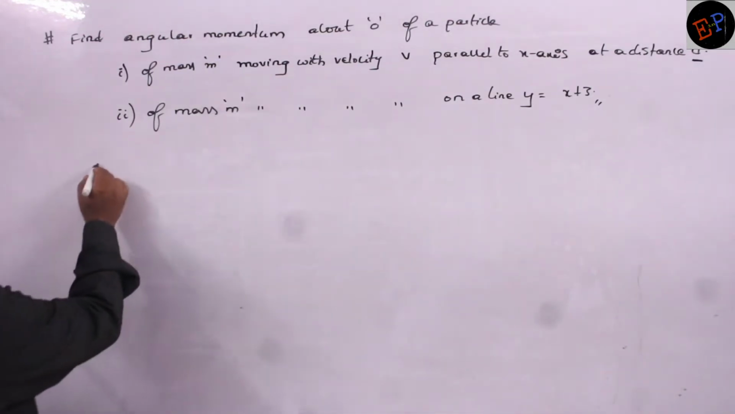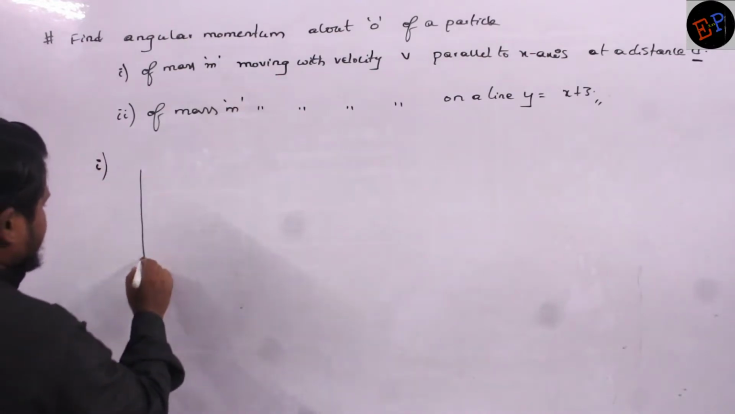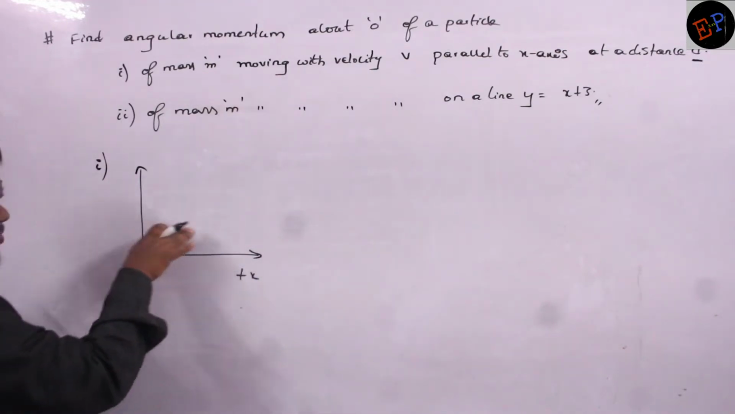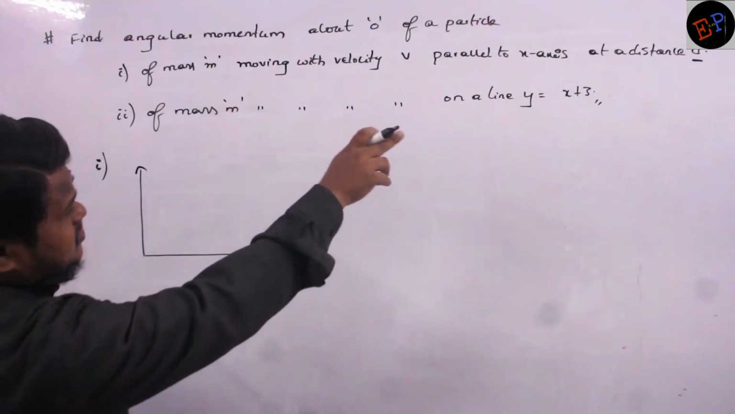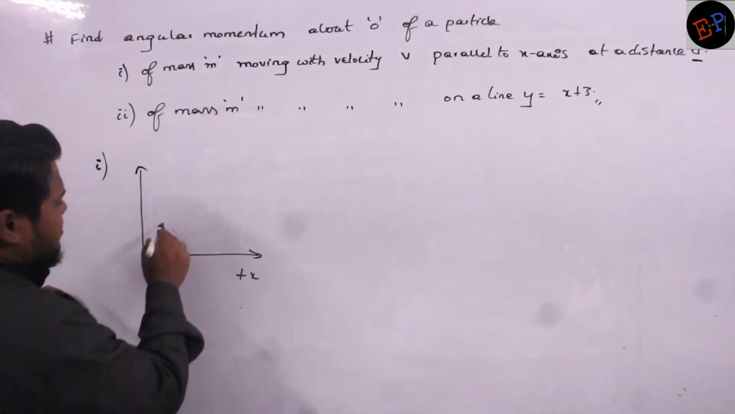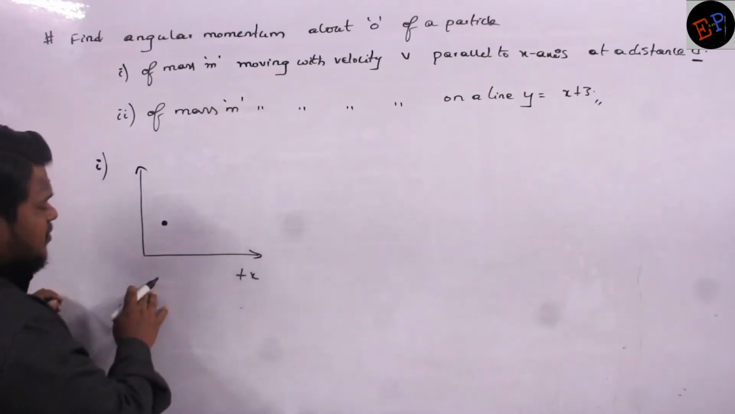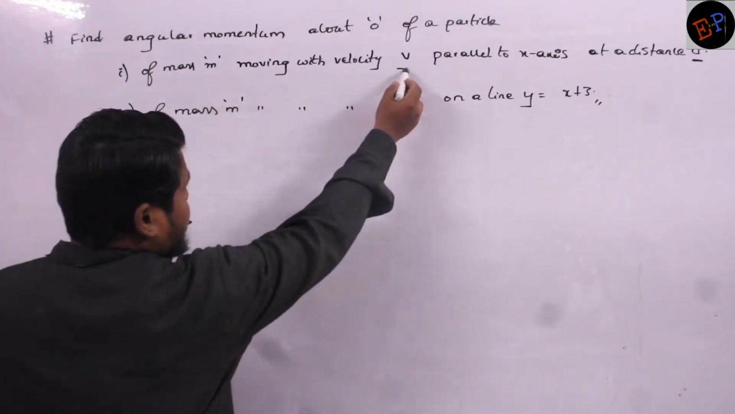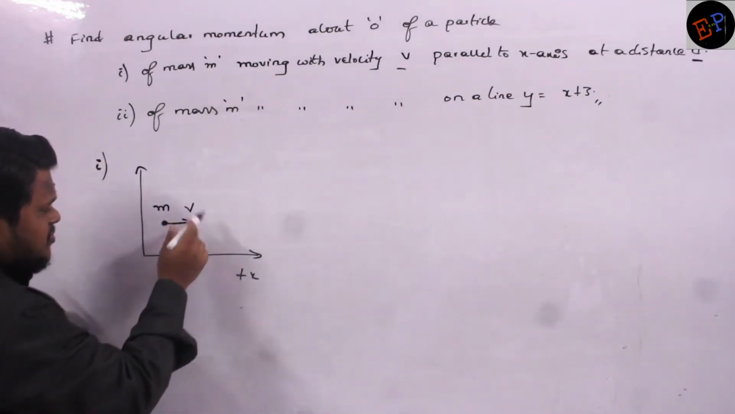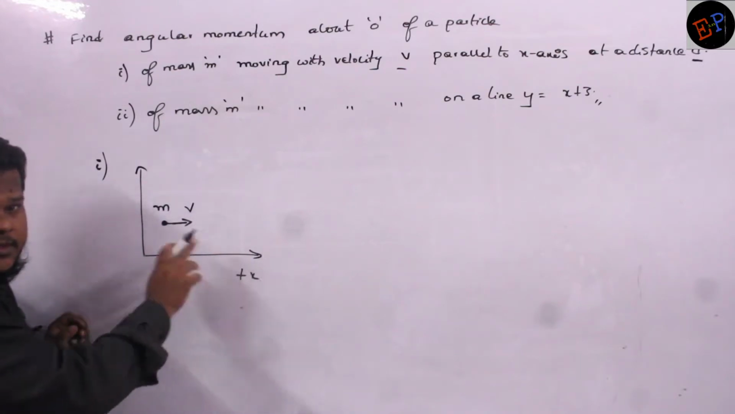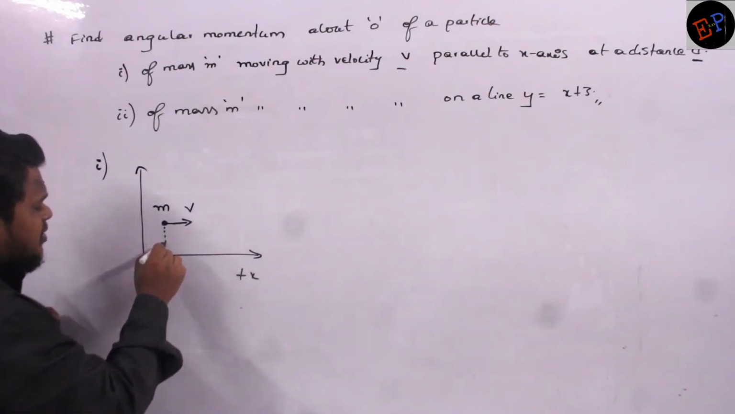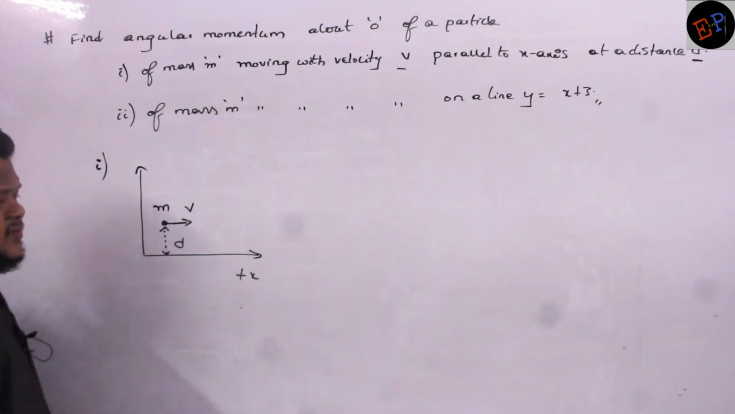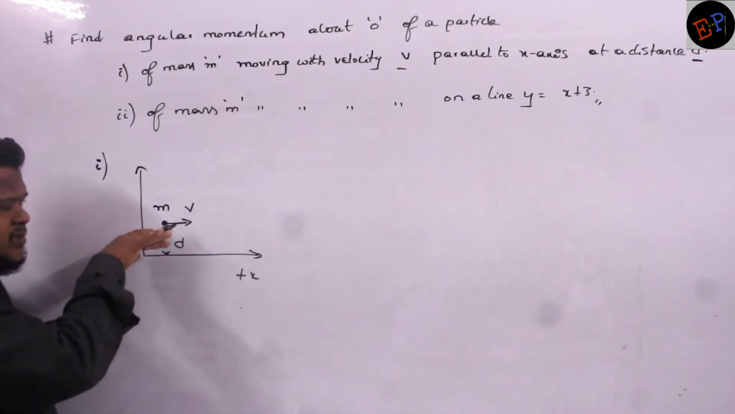So see the first condition. Where is the position of the particle? This is the positive x-axis. The particle is moving along the positive x-axis at a distance of d from the x-axis. Let us consider the particle is somewhere here. Mass of the particle is m, and it is traveling with a velocity v parallel to the x-axis, like this. And it is located at a distance of d from the x-axis. This is the question.